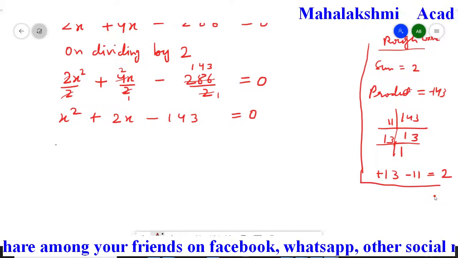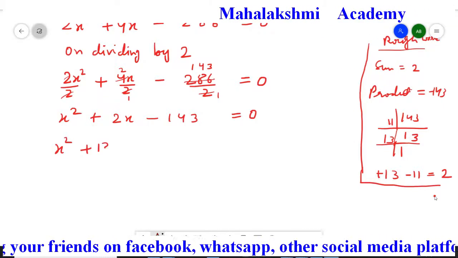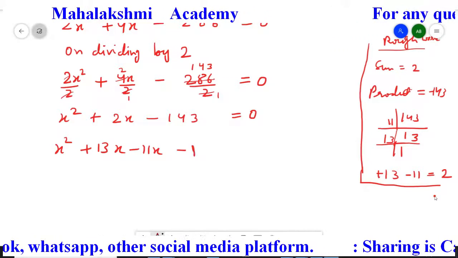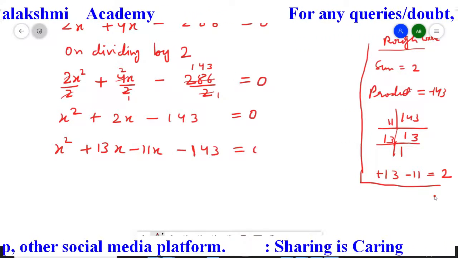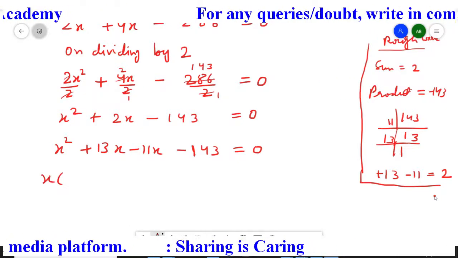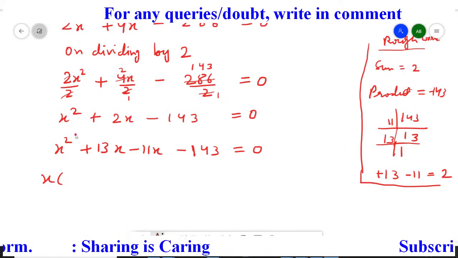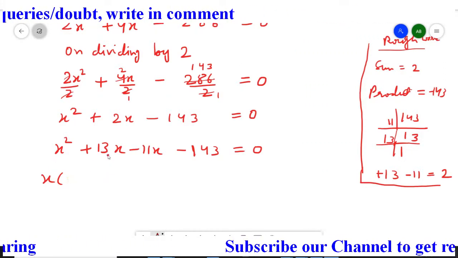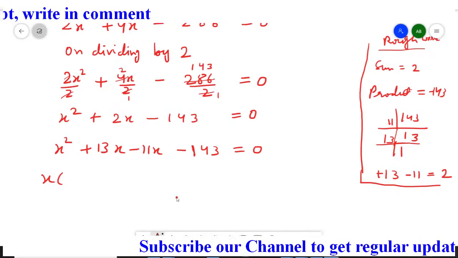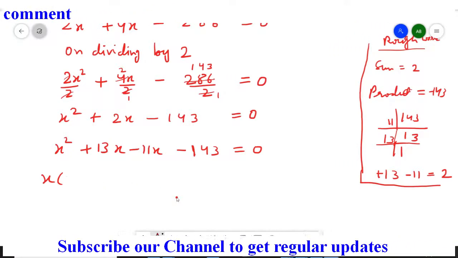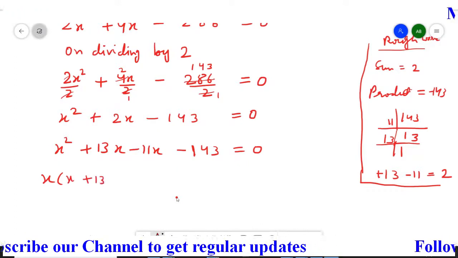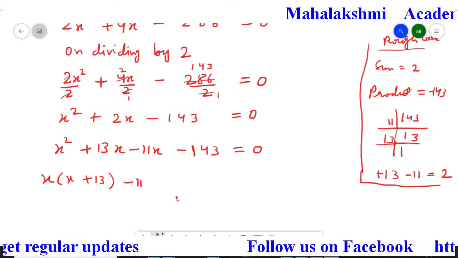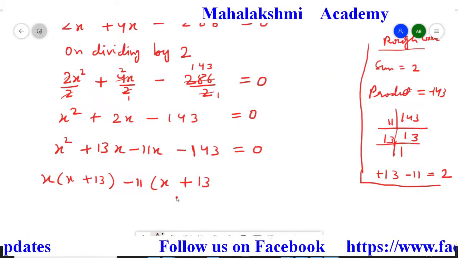So we write here x square plus 13x minus 11x minus 143 is equal to 0. Now just take x common from these two terms. If we take x common, we remain with x, and from here we will get plus 13. Now from the last two terms, take minus 11 common, so we are remaining with x plus 13.